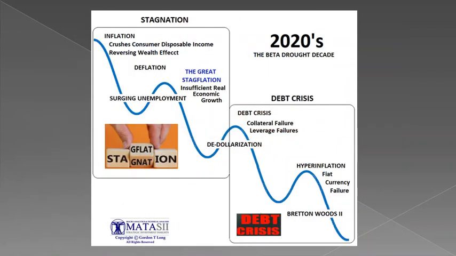The initial stages of the stagnation decline will be marked by economic developments of sustained higher inflation, asset deflation, surging unemployment, and stagflation. This will be followed by a crisis of debt as we witness U.S. dollar weakness, collateral and leverage failures, leading eventually to extreme levels of inflation and possible hyperinflation if correct global monetary and fiscal policies are not adopted. If history is any indication, they won't.